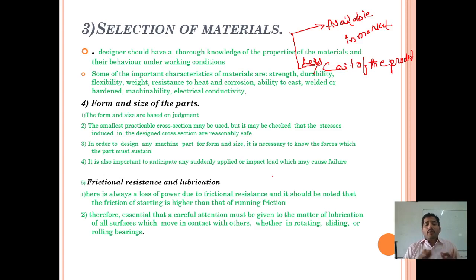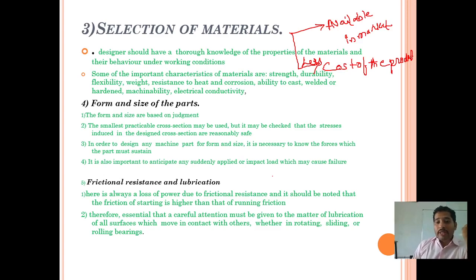Another most important one is resistance to heat and corrosion. So the intention of the design engineer is to protect from corrosion. Another one is ability to cast. Another one is whether it can be welded or hardened, or easily machined, as well as whether it has electrical conductivity or not. Based on that we have to select the material. The first thing is we have to select the material based on whether it is available in the market or not.